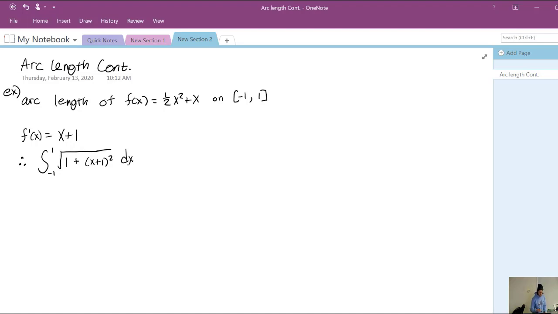Okay, and how do we go about it from here? I'm not sure if you could, but even if it did work out, I think that would still be a longer way to get the same answer. I think what actually might be better is we can say, let x plus 1 equal tangent of theta.